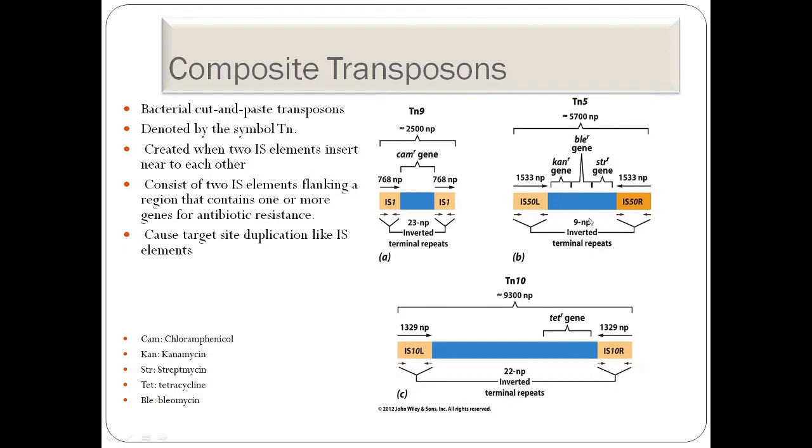So here two IS elements are present near to each other. Here it is Tn10. Tn10 means what? It is responsible for tetracycline. Here TET means tetracycline resistant gene. So these are the examples of the composite transposon, that is Tn9, Tn5 and Tn10. When two insertion elements are present near to each other, what can they do? They can move any antibiotic resistant gene.